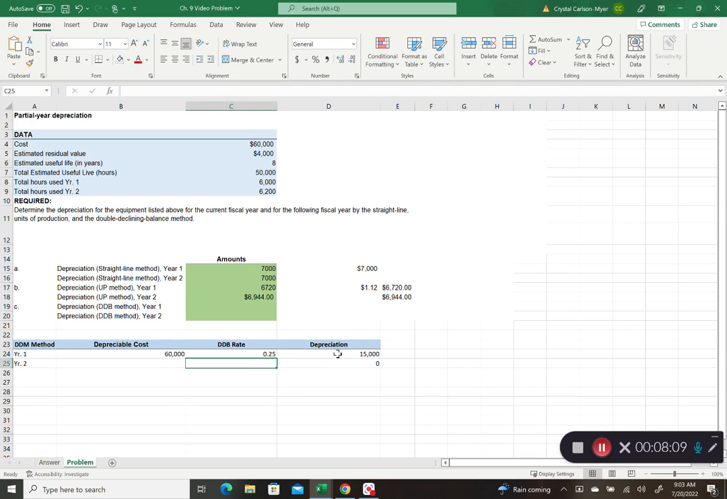I already had it set up to get the depreciation, but how you do that is take your depreciable cost, which is always the straight cost, don't subtract out salvage value.